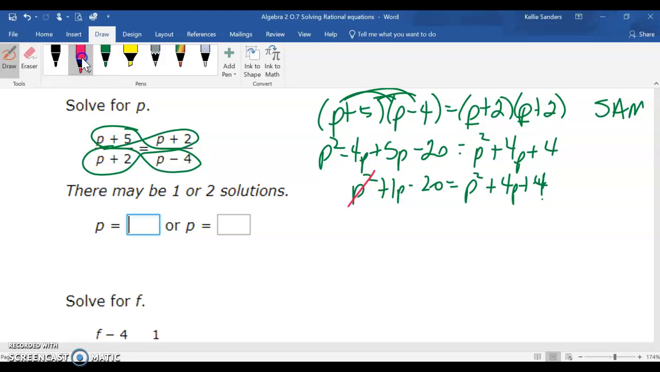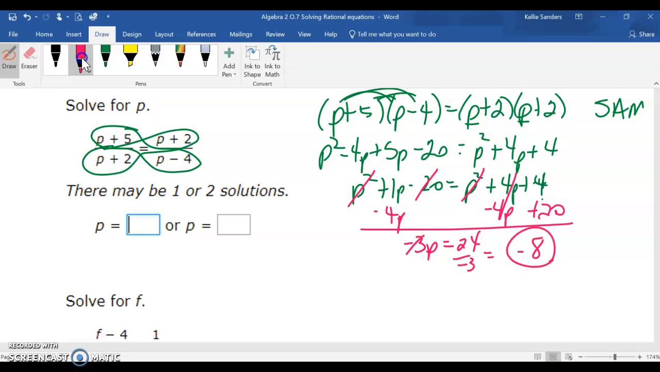Our p squares will cancel out because they're both p squared. Then we have, okay, I'll do that. I didn't want to do that, but we'll do that. Bring the p over. Take the 20 to the other side. 1 minus 4 is negative 3. 4 plus 20 is 24. Divide by negative 3. You get negative 8.